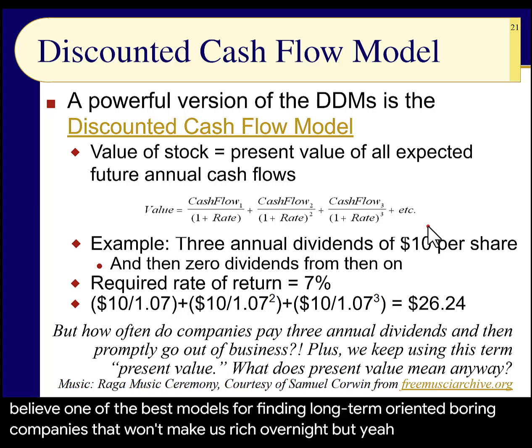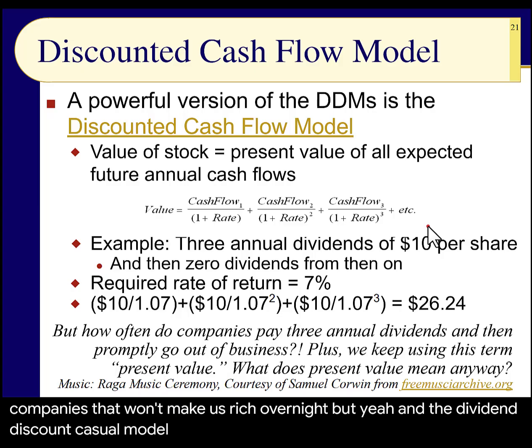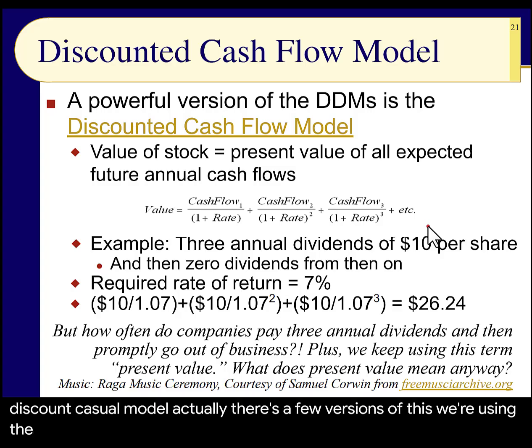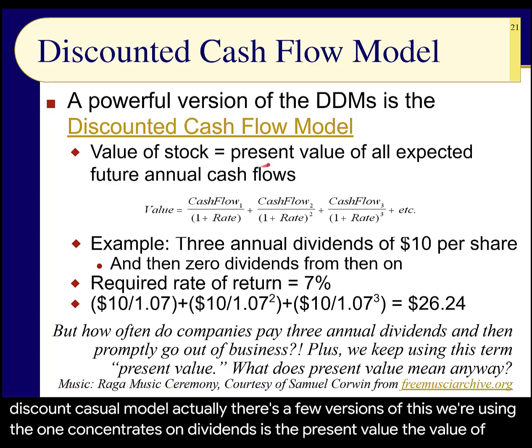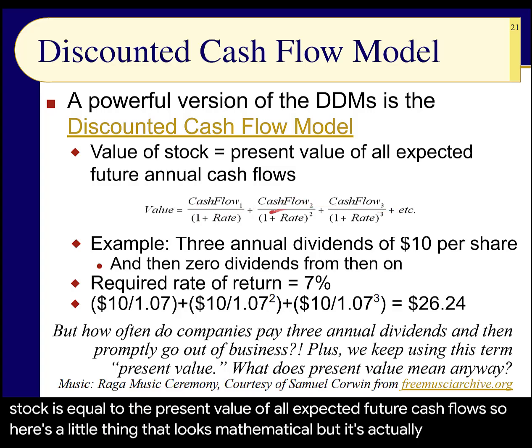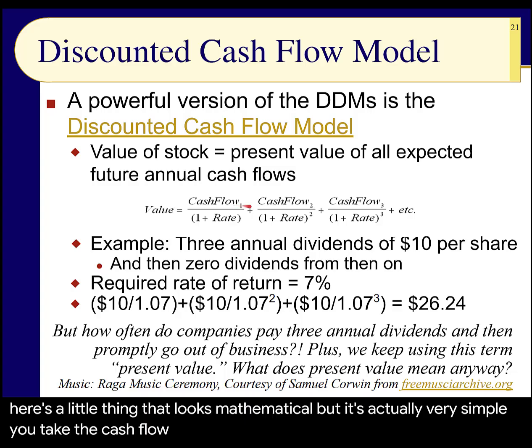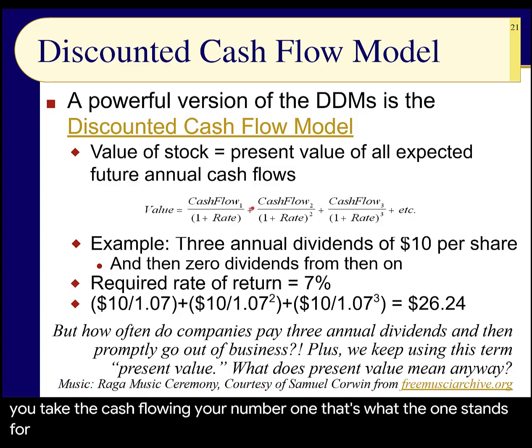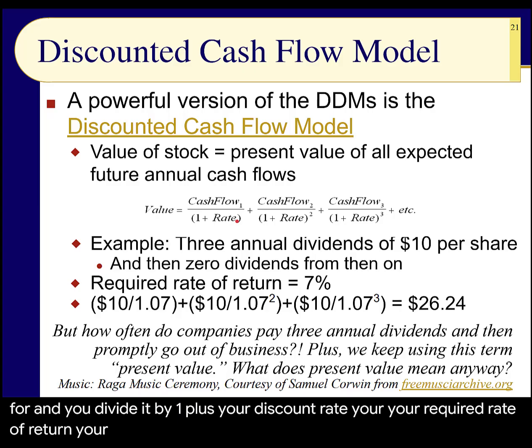And the dividend discounted cash flow model, actually there's a few versions of this. We're using the one that concentrates on dividends. The value of the stock is equal to the present value of all expected future cash flows. So here's a little thing that looks mathematical, but it's actually very simple. You take the cash flow in year number 1, that's what the 1 stands for, and you divide it by 1 plus your discount rate, your required rate of return, your expected rate of return, desired rate of return. They all mean the same thing.